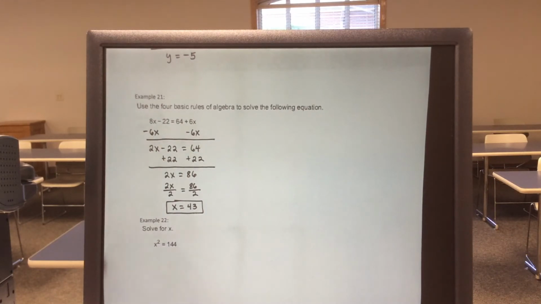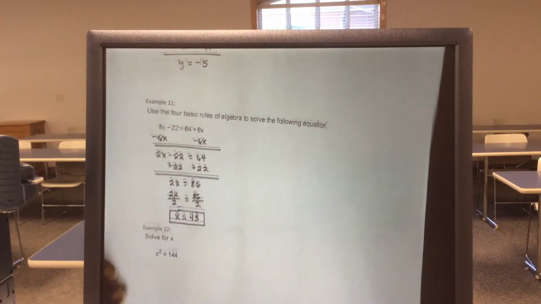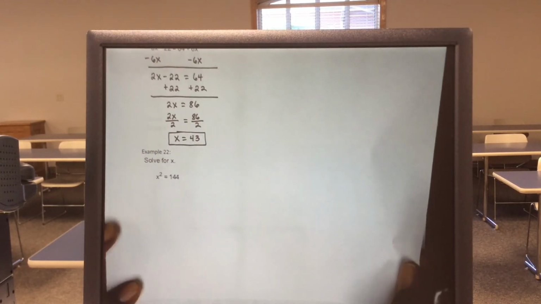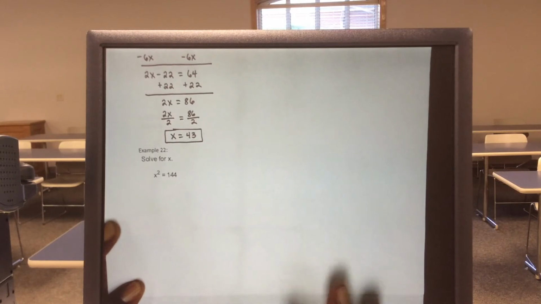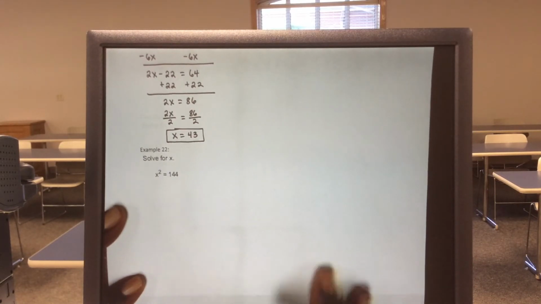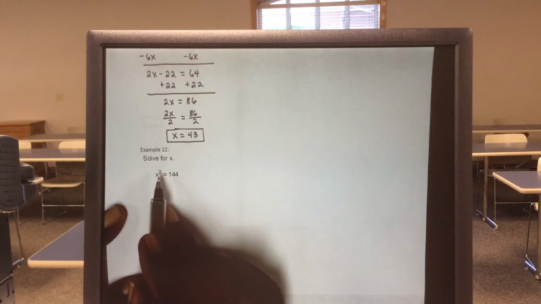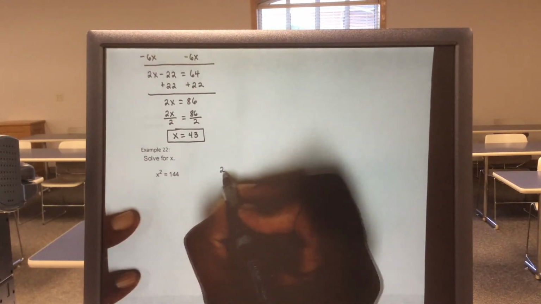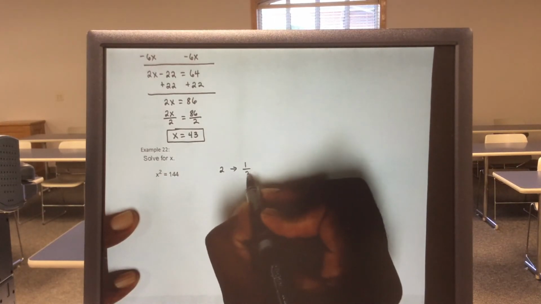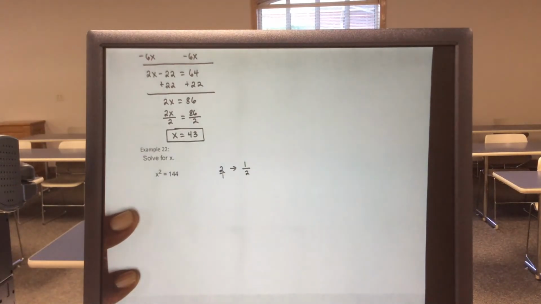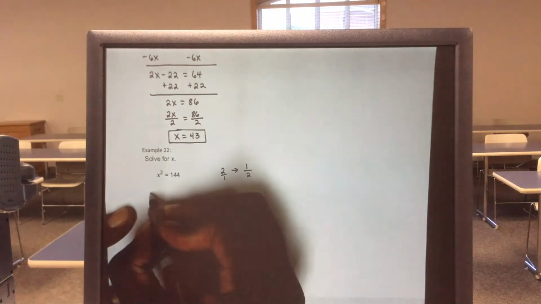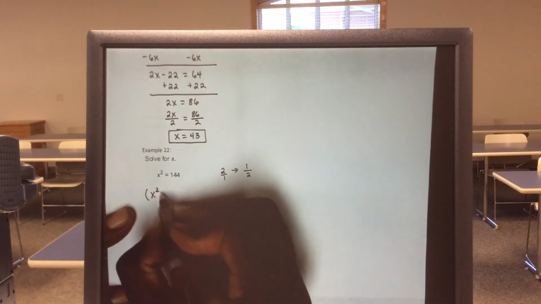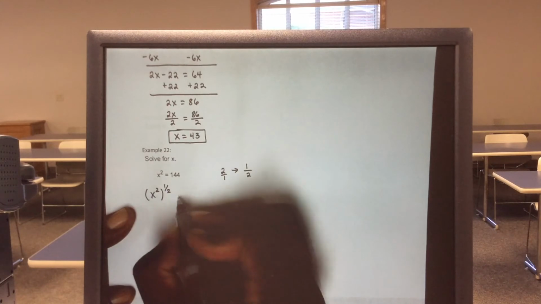Okay. Now, here we're going to solve for x. Notice we got x squared, or x to the second power, is equal to 144. Now, I need to get rid of that exponent of 2. Now, let's think about this for a moment. What is the reciprocal of 2? It's 1 over 2, just like 2 over 1. Take the reciprocal, flip it, you'll get 1/2. So, what I'm going to do here is raise both sides of this equation to the 1/2 power.